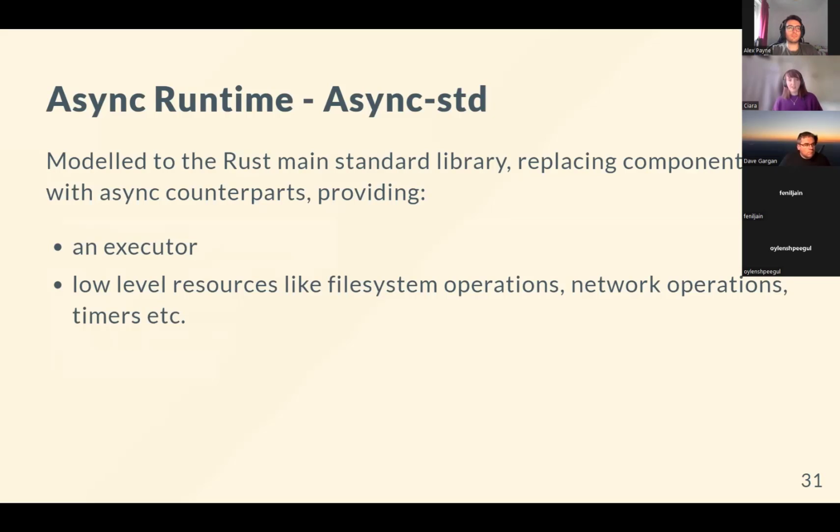Async-std is another very common runtime. It's modeled against the Rust standard library, with the idea being that you can replace components that you are used to out of the standard library, but they'll have an async counterpart. Similar to Tokio, it provides an executor, and it provides low-level resources like file system operations, network operations, timers, all those things that we just talked about with Tokio.